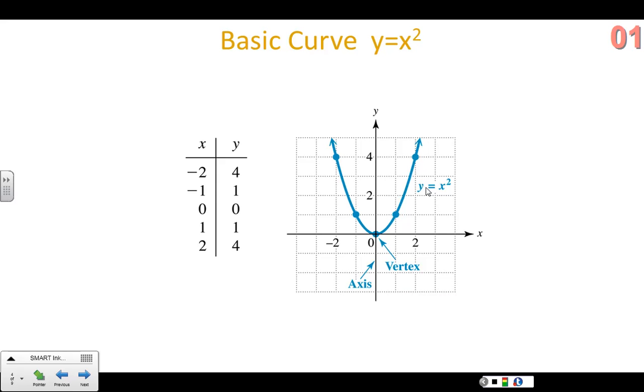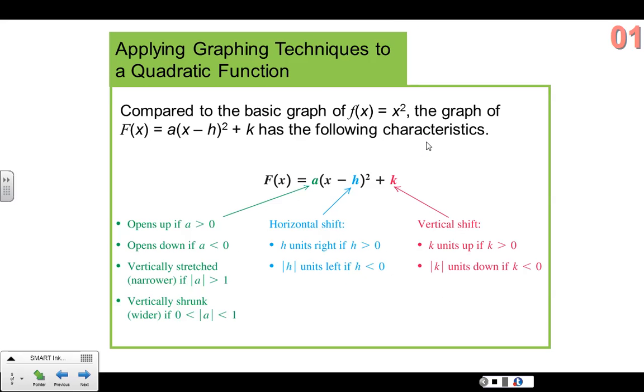The basic curve we've talked about in previous chapters, y equals x squared. You know the vertex is at the origin. It's opened upward. You know the different points on the parabola that you can use as guidelines. So applying graphing techniques to a quadratic function, if we have a function that has x minus h squared, in this case, a horizontal shift. If it's minus h, we know we're going to shift to the right. If it's x plus, then we know we're going to shift to the left, opposite of what you would think.